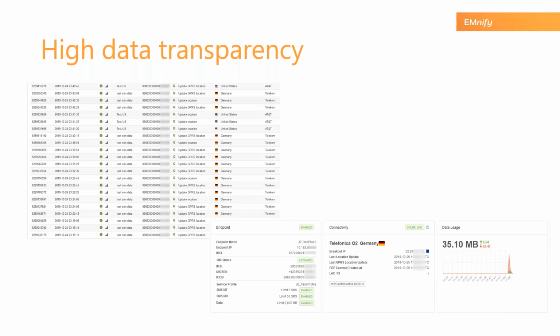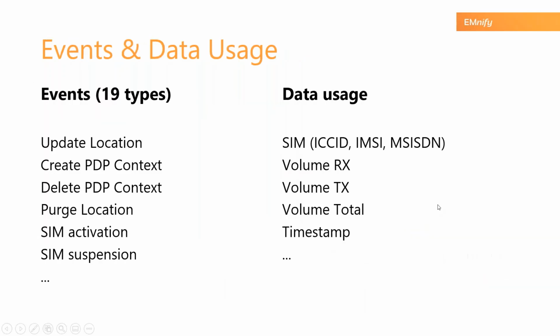We always show when the device came online, how much data it has used, in which country it was, with which provider, etc. It's a very high amount of transparency, which we've tried to show in specific dashboards because we have 19 types of events. You must have seen them all, or not all maybe, but the most common are update location, create PDP context, delete PDP context, and so on.